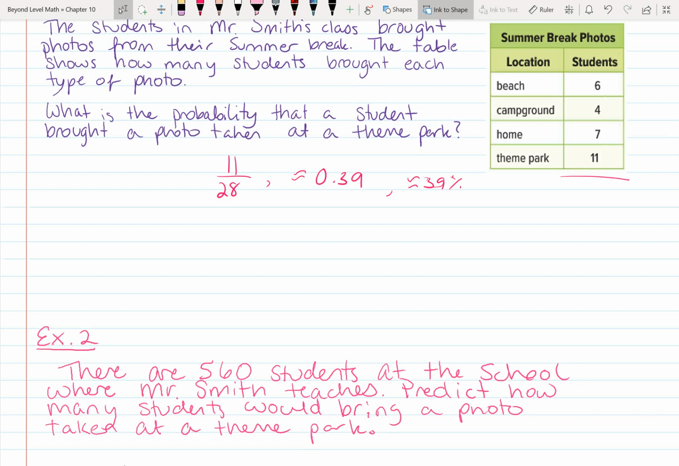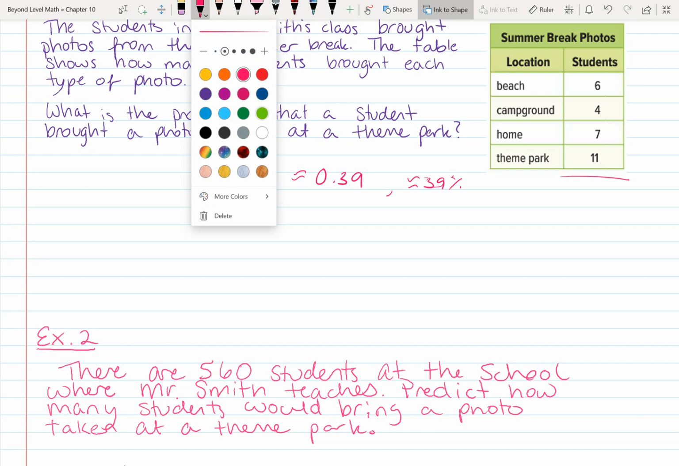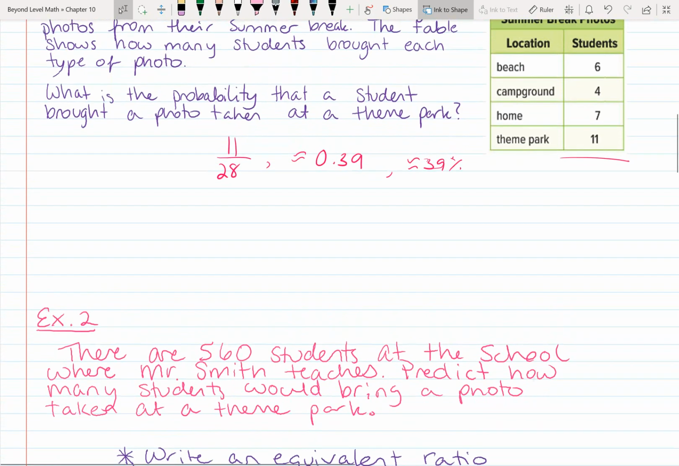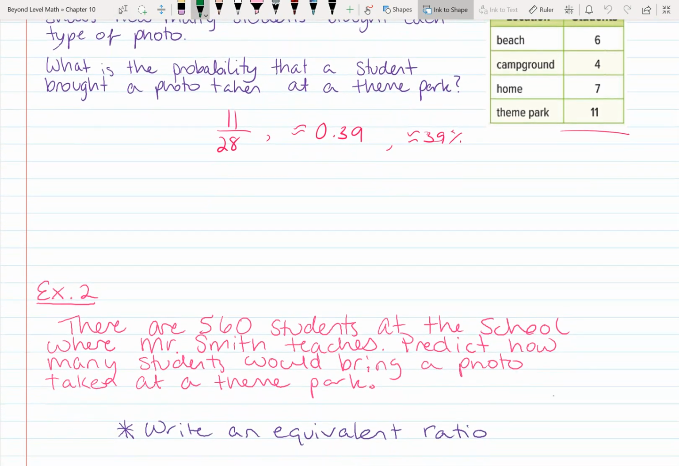So I'm going to use a different color. Unfortunately, I think I forgot to erase this example. So 11 out of 28 were at the theme park, but it says out of 560, how many would have taken the photo? So 28 is the total of the sample size. So our total of the population is also going to be the denominator.